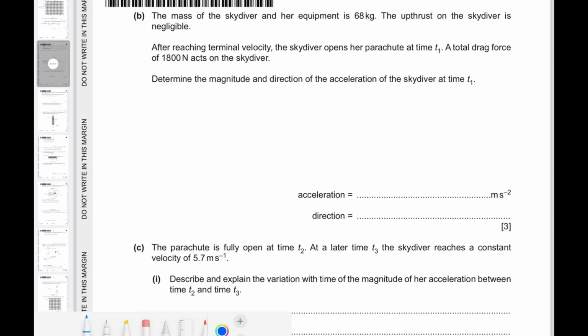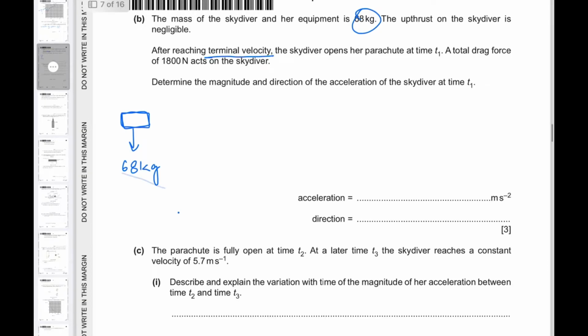The mass of the skydiver and her equipment is 68 kg. The upthrust on the skydiver is negligible. So you have the skydiver. I'll just be using this shape to simplify it, with 68 kg of mass acting downwards after reaching terminal velocity or constant velocity, which is 39 meters per second.